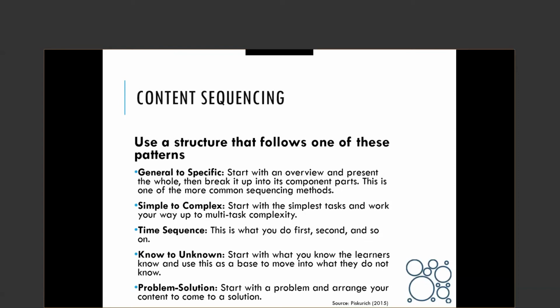The most important thing, keep it consistent. You can use general to specific. You can use simple to complex. You can use a time sequence. You can use known to unknown. You can use problem solution. Problem solution is my favorite.